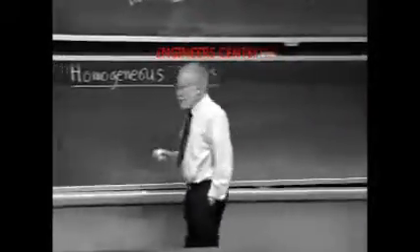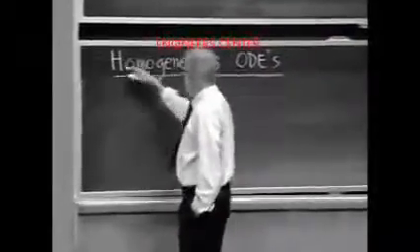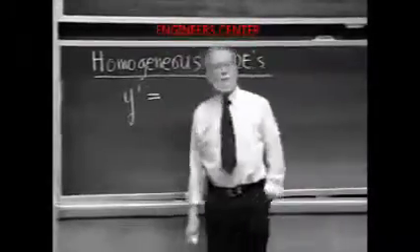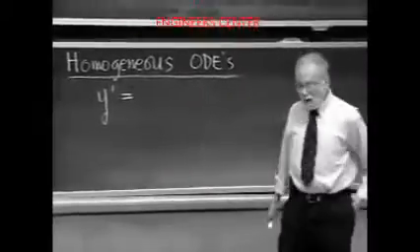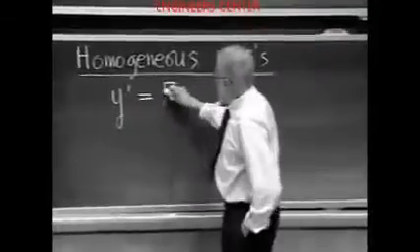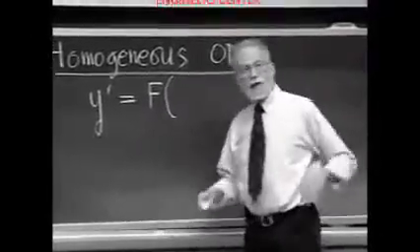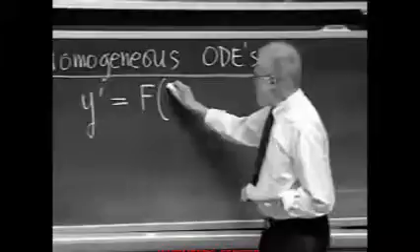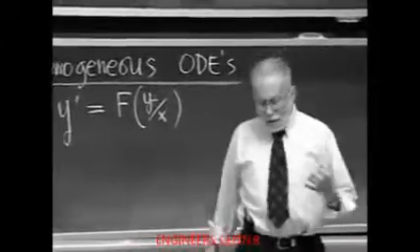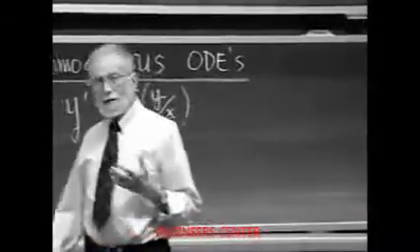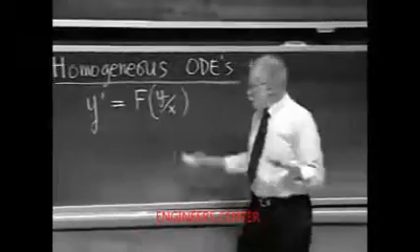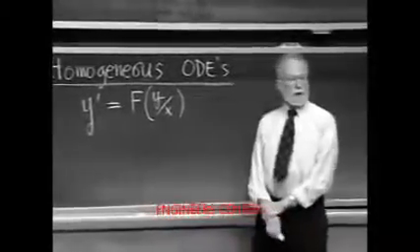A homogeneous differential equation, in newspeak, is y prime equals... it's a question of what the right-hand side looks like. And now the simplest way to say it is, you should be able to write the right-hand side as a function of a combined variable y divided by x. In other words, after fooling around with the right-hand side a little bit, you should be able to write it so that every time a variable appears, it's always in the combination y over x.